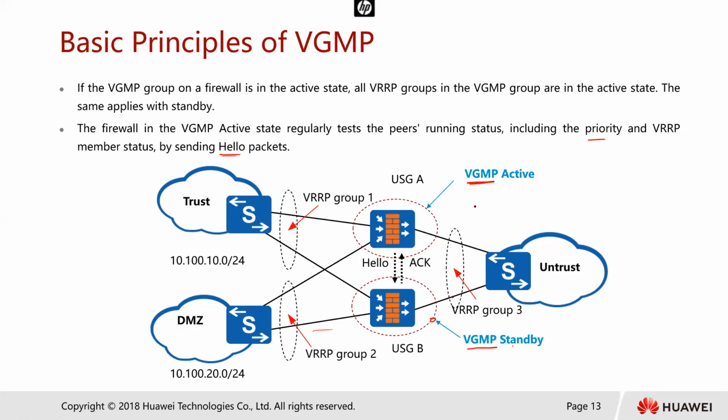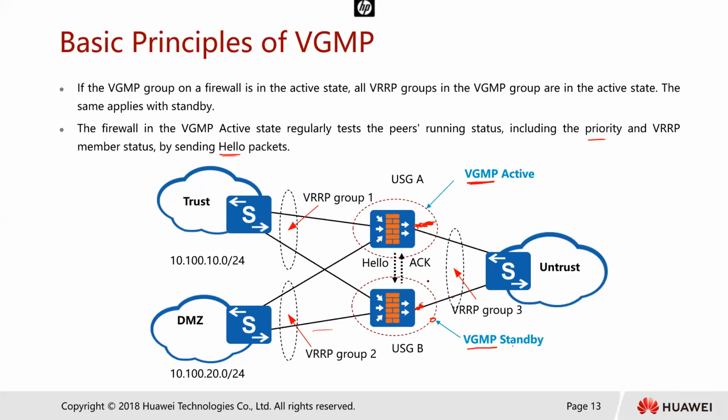So this firewall is the active firewall, and all packets are going to pass through this firewall. In case the VGMP group on the other firewall is in standby mode, then that firewall will also be in a standby state, and it will be the standby firewall.